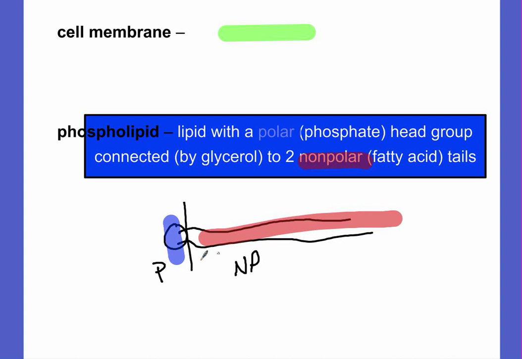And this polarity is actually what creates the structure of our cell membrane to begin with. So it's really important that you understand that there are 2 different parts here. This is actually called an amphipathic molecule because it has polar and non-polar parts. So that's important in terms of the structure.